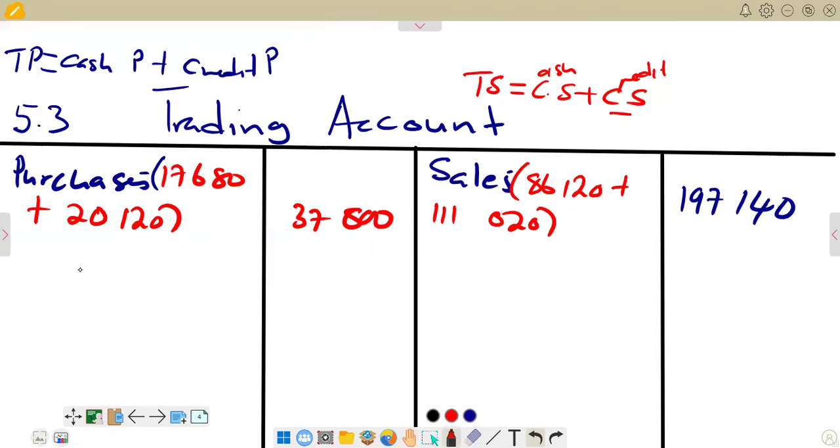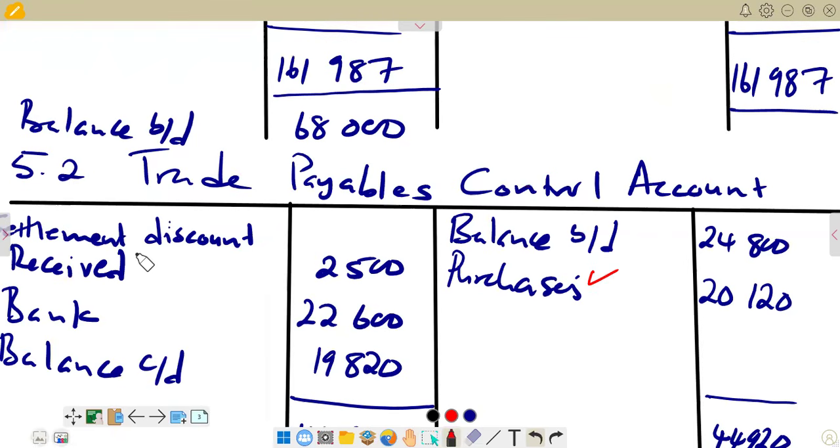And then this is what we have. Then we can go again to check other figures that we're supposed to put on the debit side or credit side according to the information that we are given.